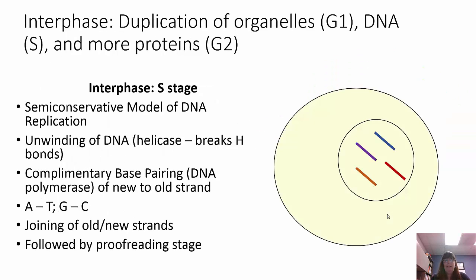So again, interphase, the S phase follows the semi-conservative model of replication. The DNA unwinds. Helicase is the enzyme that breaks it apart. Complementary base pairing occurs. Adenine to thymine, guanine to cytosine. The new and old strands are joined together, and then we have a proofreading stage. So again, if you don't remember replication from biology, you might want to review it real quick.